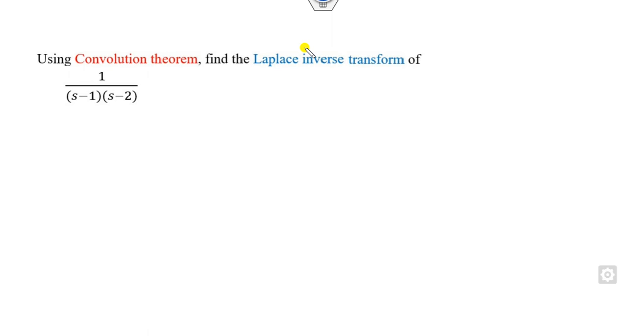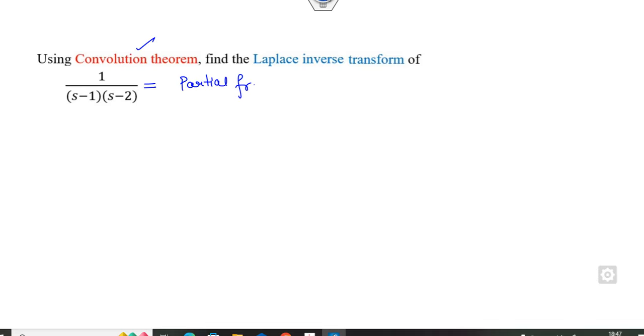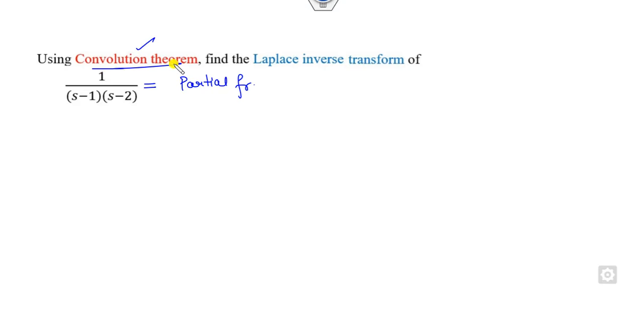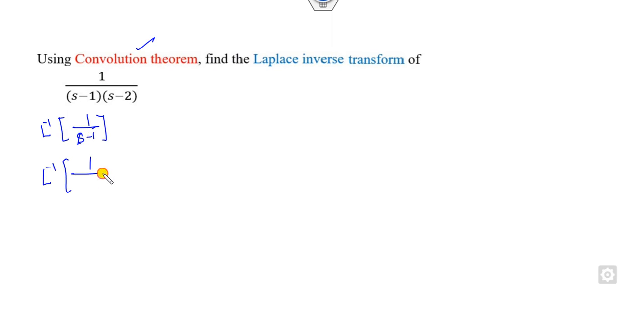Now look at this, how you can find the Laplace inverse by the convolution result. You all know you can also solve this problem by partial fractions. That you can see available in my part 1, part 2, part 5. But this question asks you to find the Laplace inverse by convolution. So how can you find the convolution? You can start with this: find the Laplace inverse of the two separate parts. This is s minus 2, so the Laplace inverse of this is e raised to power 2t. This is e raised to power 1t. So what is the Laplace inverse of 1 over s minus 1 into s minus 2?